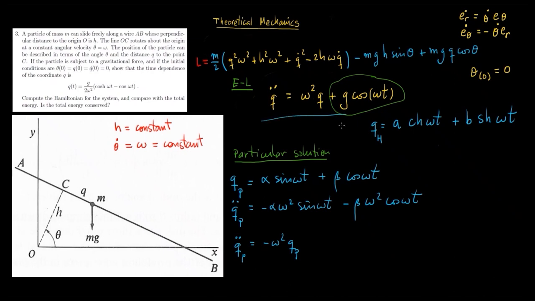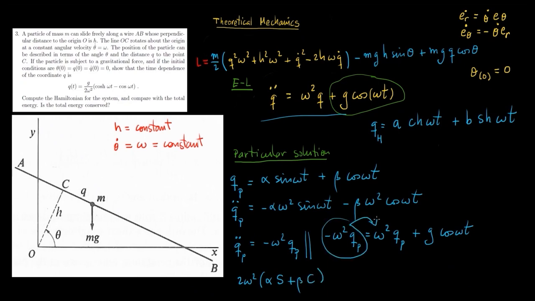Let's substitute minus omega square times qp equals omega square qp plus g cosine omega t. Let's simplify a little bit. We can now write 2 omega square times q, that is alpha sine plus beta cosine. I have to move this guy to the other side, plus g cosine, and all this has to be 0.